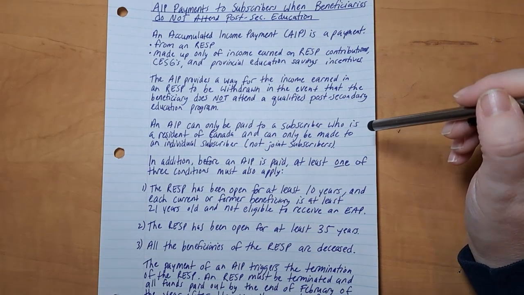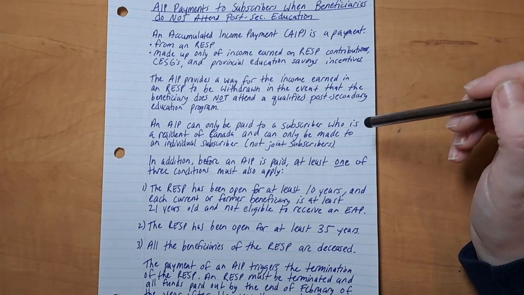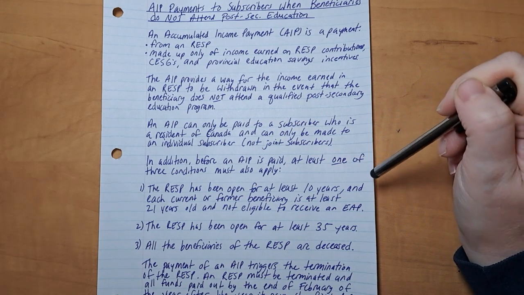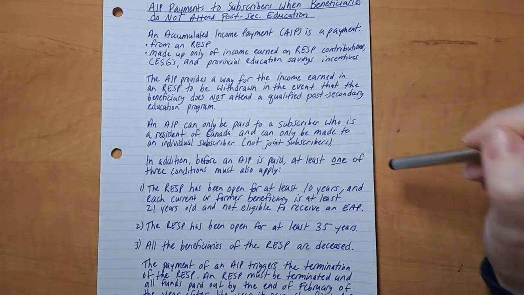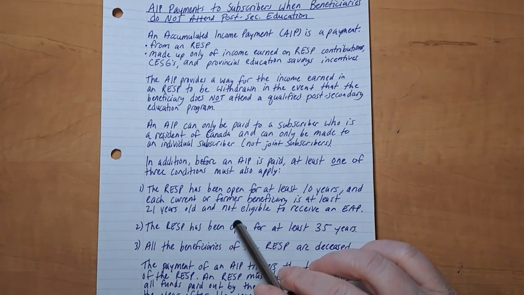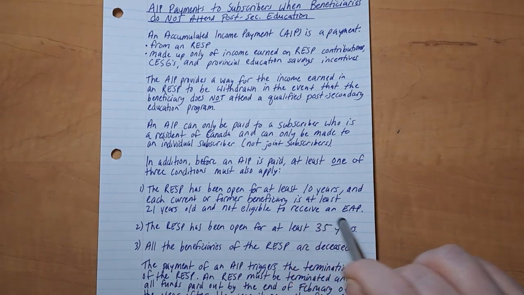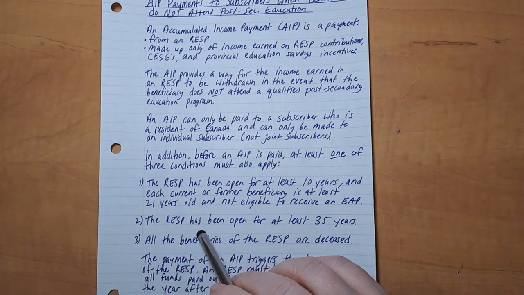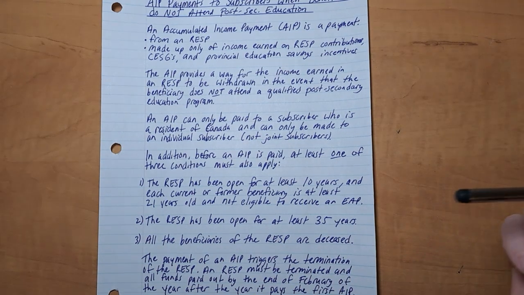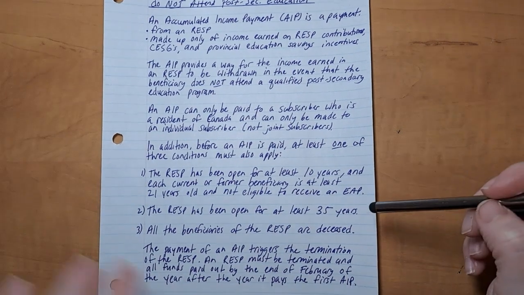So if, like, a husband and wife are subscribers to an RESP, it would be paid out to one of them. In addition, before an AIP is paid out, at least one of these conditions must also be met. The RESP has to be open for at least 10 years, and each current or former beneficiary is at least 21 years old and not eligible to receive an EAP. Or the RESP has been open for at least 35 years, or all of the beneficiaries of the RESP are deceased.